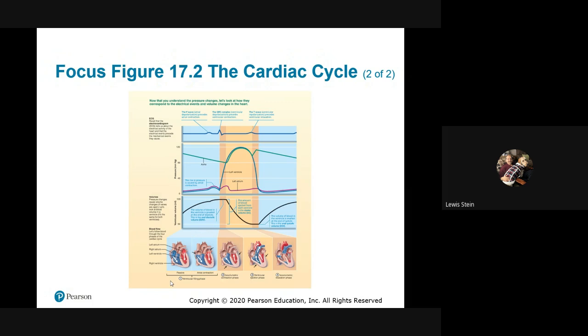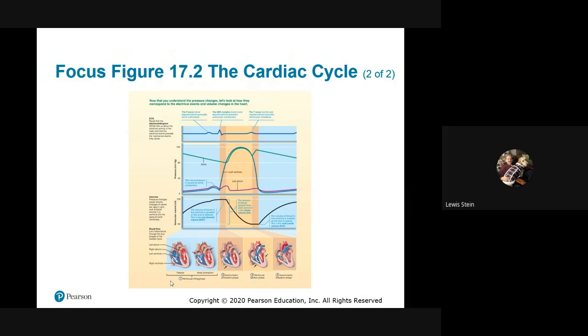Now, let's put it together. Anyway, so here everything's addressed. In the aorta, pressure's going down. Atrial filling is going on here, so there's not a lot of pressure. Here you can see in black the volume in the ventricles gradually increasing.